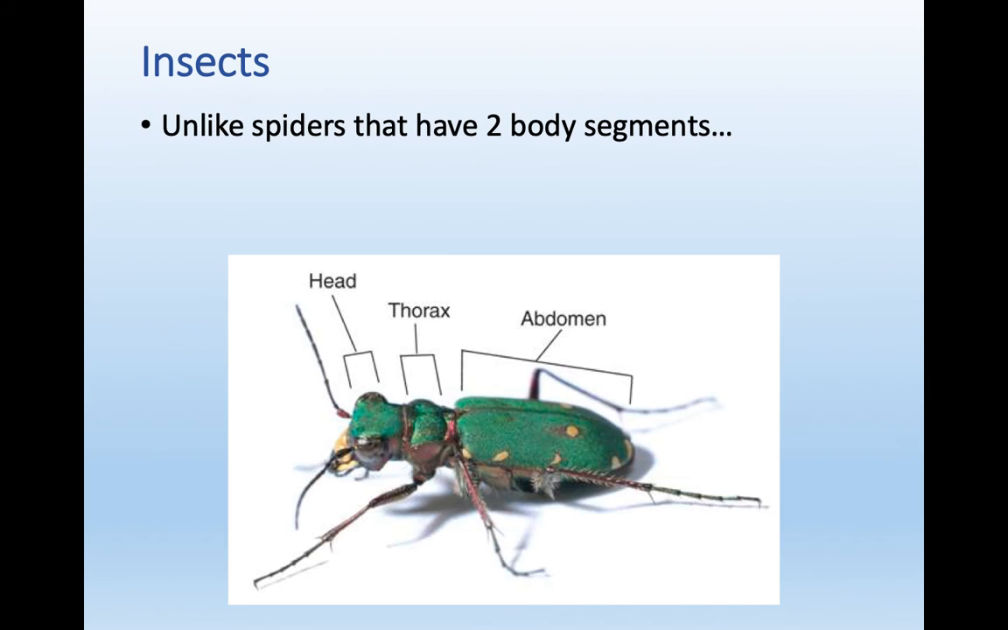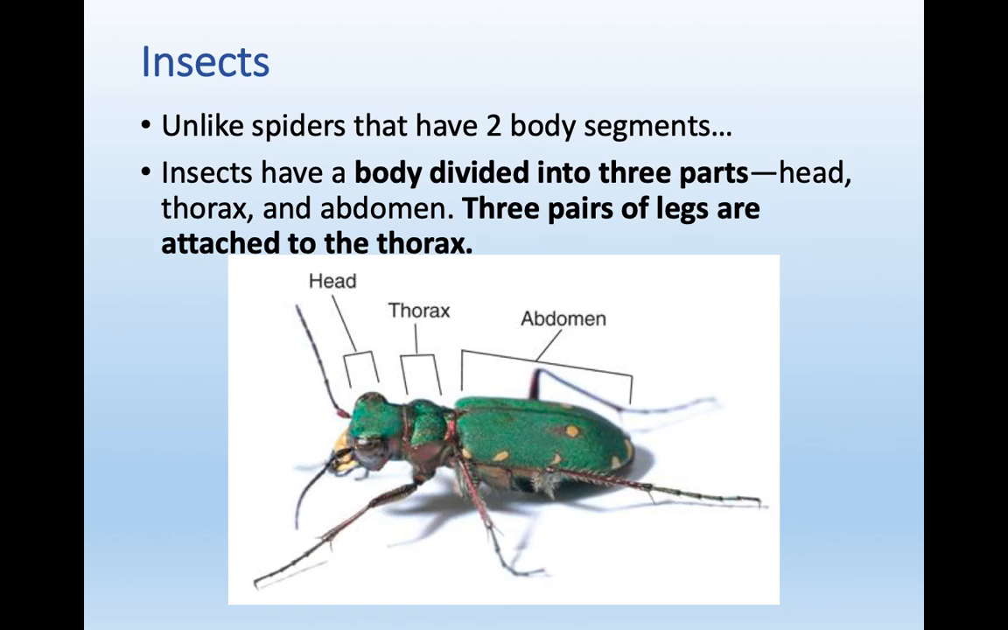Okay, so insects, unlike spiders that have two body segments, insects have three. They have a head, so from anterior to posterior, they have a head, then a thorax, then an abdomen. And you've already seen this, especially with the grasshopper dissection. But there they are. So head, thorax, and abdomen.